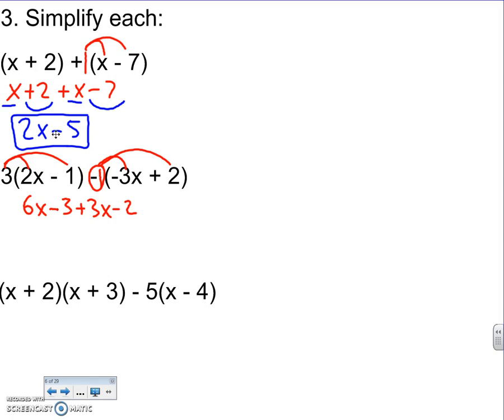Combine terms carefully. I do the x part first. 6x plus 3x. 6 plus 3 is 9 with the x. Then that's a constant term, -3 minus 2 is -5.